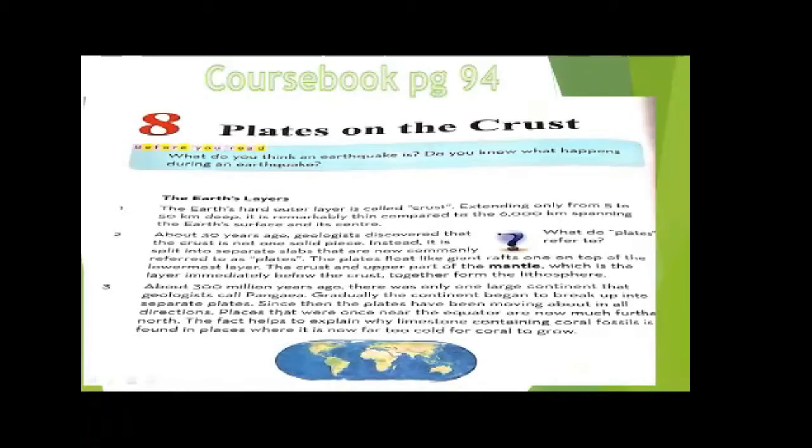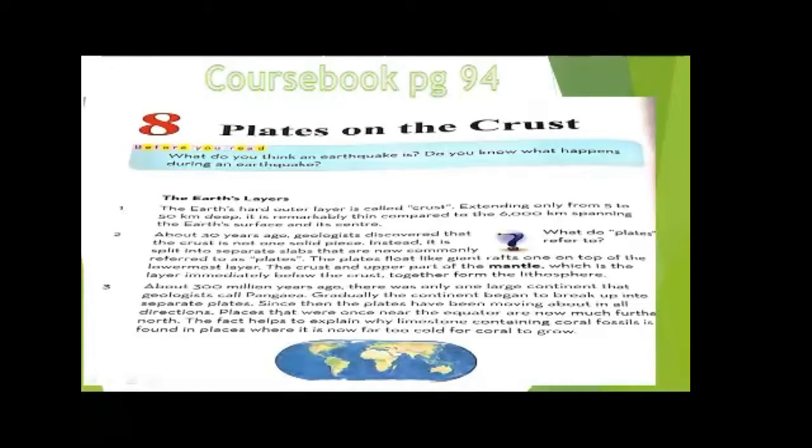About 30 years ago, geologists discovered that the crust is not one solid piece. Instead, it is split into separate slabs that are now commonly referred to as plates. The plates float like giant rafts on top of the lowermost layer. The crust and the upper part of the mantle, which is the layer immediately below the crust, together form the lithosphere.